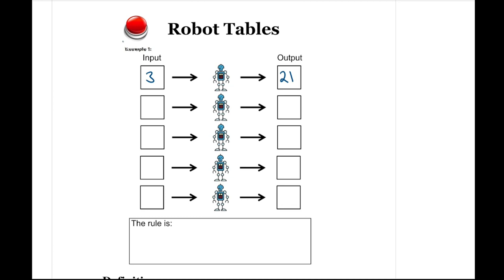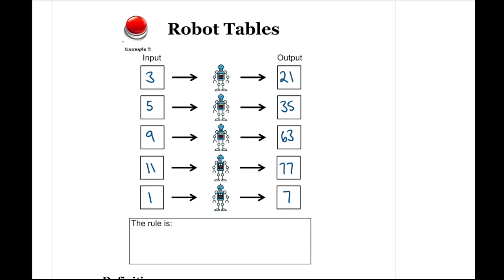Let's say I put in a new number. Let's say 5. The robot does a calculation, and we get 35. We put in another number. Let's say we put in 9. And we get 63. Put in a couple more numbers. Let's say 11 and let's say 1. Some final calculations by our robot, and we get 77 and 7 as our two outputs.